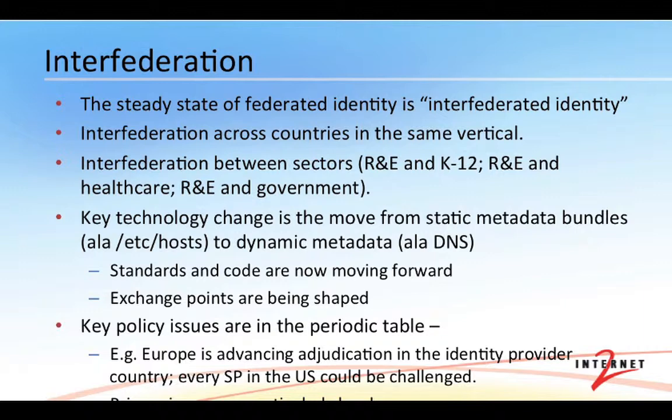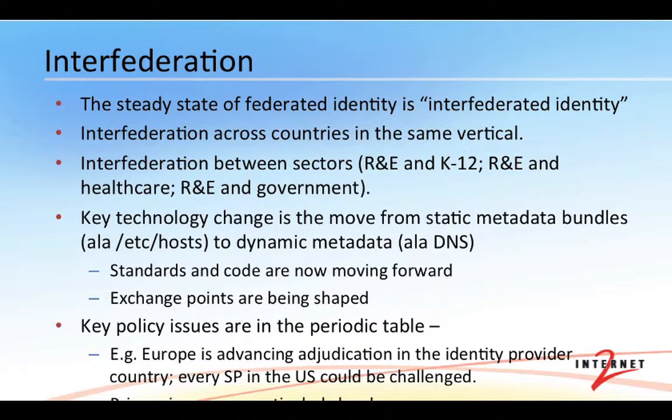We need to do interfederation across countries. All those countries that I showed on the earlier map of R&E federations want to work together. How are we going to make that happen? We're going to do interfederation between sectors. K-12 federation is starting to run in this country. Very exciting work. How does that relate to InCommon?